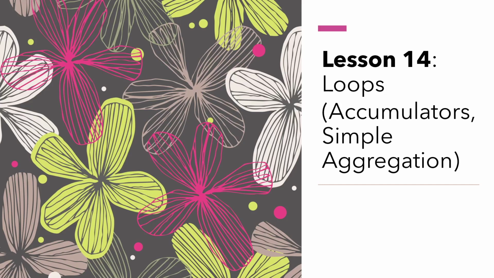Welcome to Lesson 14. In this lesson, we're going to build on your knowledge of loops to do simple aggregation of information. That's a very fancy word for just collecting information and doing something with it. In conjunction with that concept, we're also going to introduce another one called accumulators. Again, another fancy word to simply mean that we're going to increase a variable or modify a variable in some way mathematically. So let's get to it.